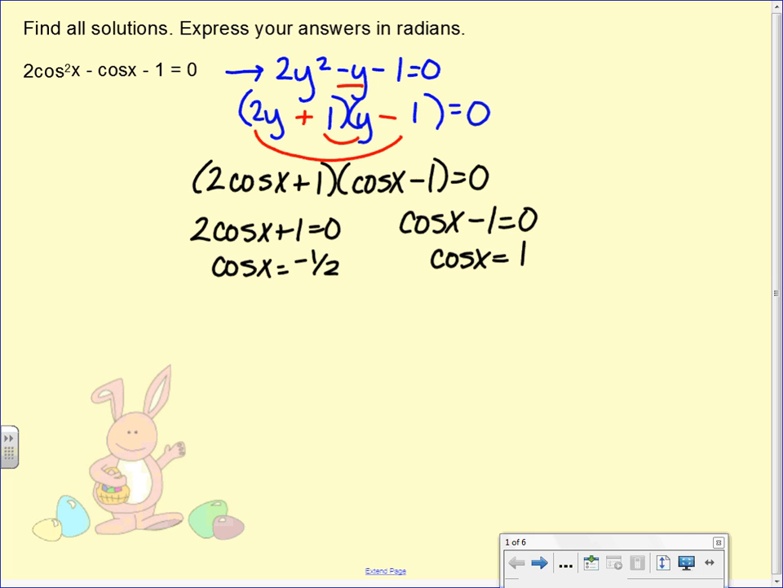That will give us these values. So where on your unit circle in radians do you have a cosine that is negative 1/2? There should be 2 of them. 2 pi over 3 and 4 pi over 3. Where on your unit circle do you have a cosine of 1? It's 0, or you could say 2 pi. They're coterminal angles. So let's just say I put 0 there.